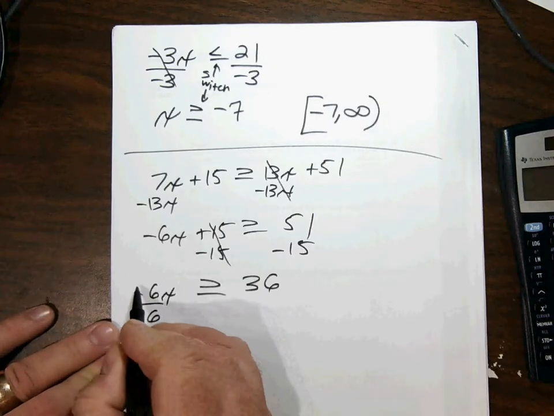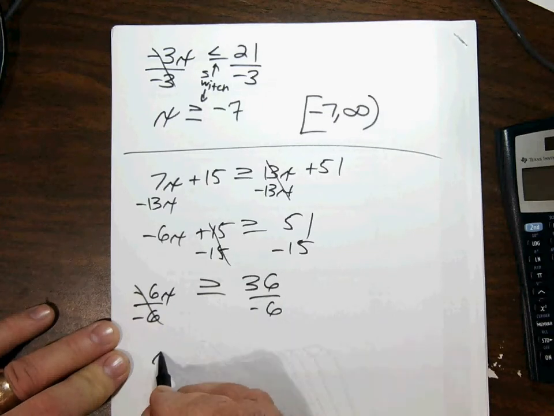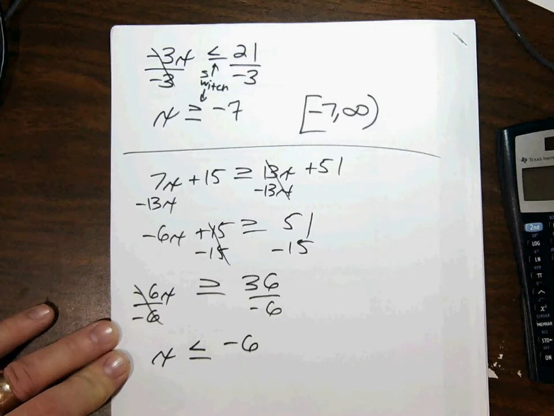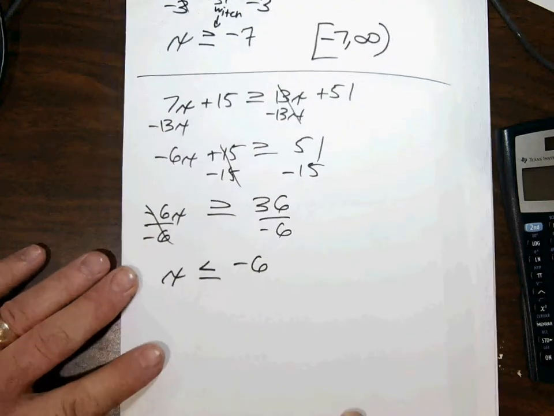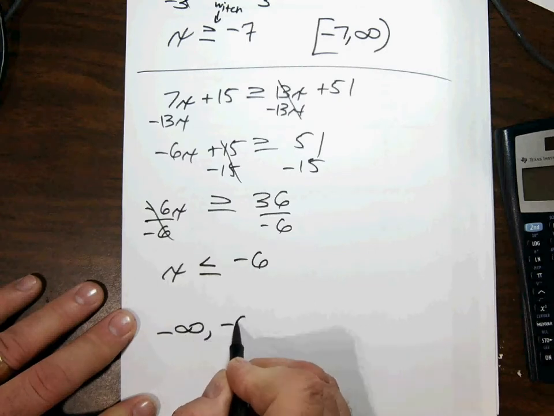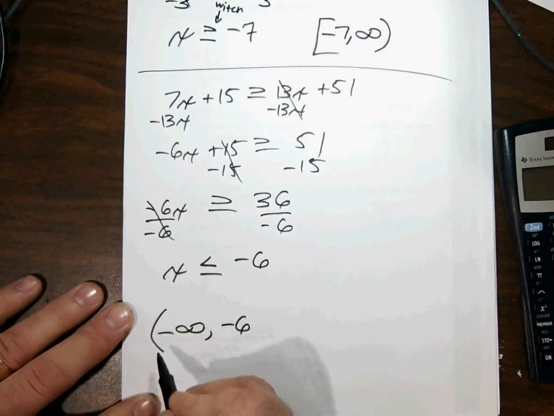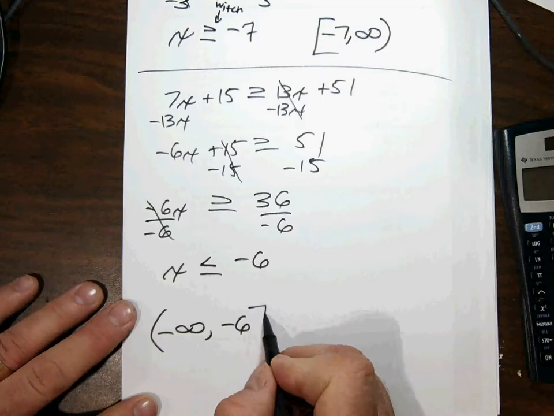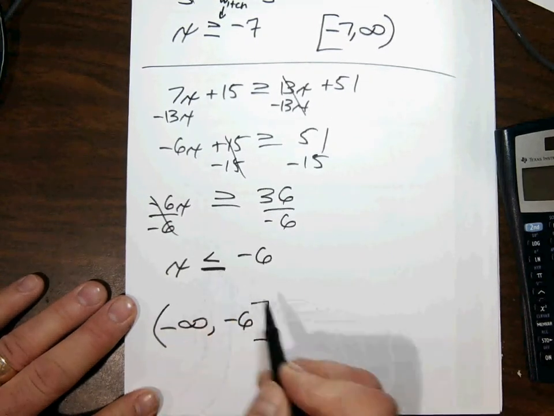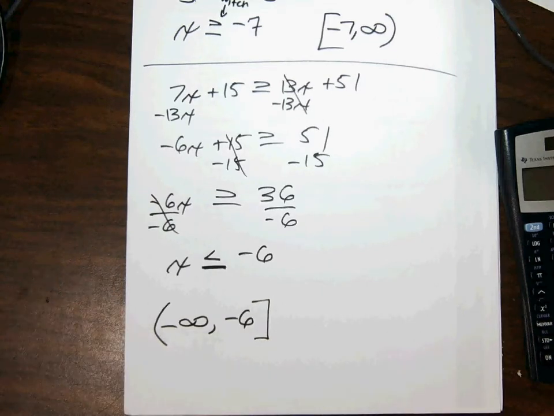And once again, I'm dividing by a negative number here, so I'm going to say x is less than or equal to negative 6. Okay, how do I show that? Less than means I'm going down to negative infinity, all the way up to negative 6. Infinities always get a parentheses. The numbers sometimes get a parentheses, sometimes a bracket. If the equal part is there, it gets a bracket. If there's no equal part, it just gets the parentheses.